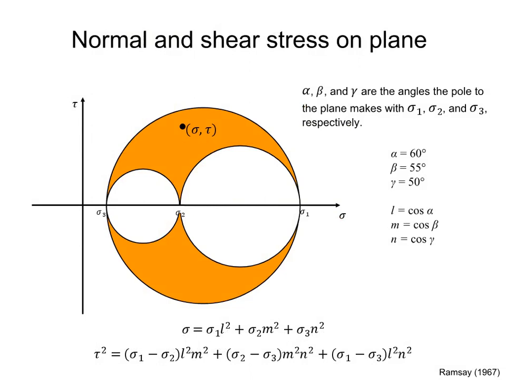So, how can we determine the potential for fault reactivation of a fault plane with a given orientation under a three-dimensional state of stress? This is in a slide from a previous lecture. Essentially, we can compute the pole to the plane, and the angle the pole makes with σ1, σ2, and σ3. The cosines of these angles are the direction cosines of the pole, in the principal stress coordinate system. We can then use these direction cosines and the magnitude of the principal stresses, to compute the normal and shear stresses acting on the plane, sigma and tau, respectively.